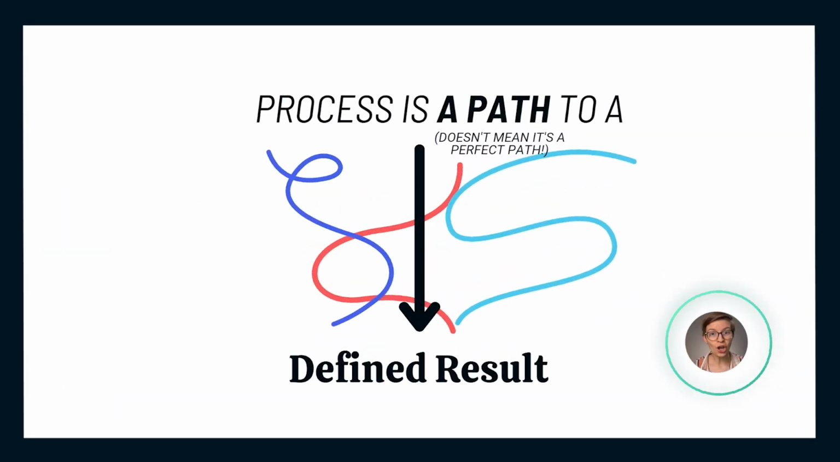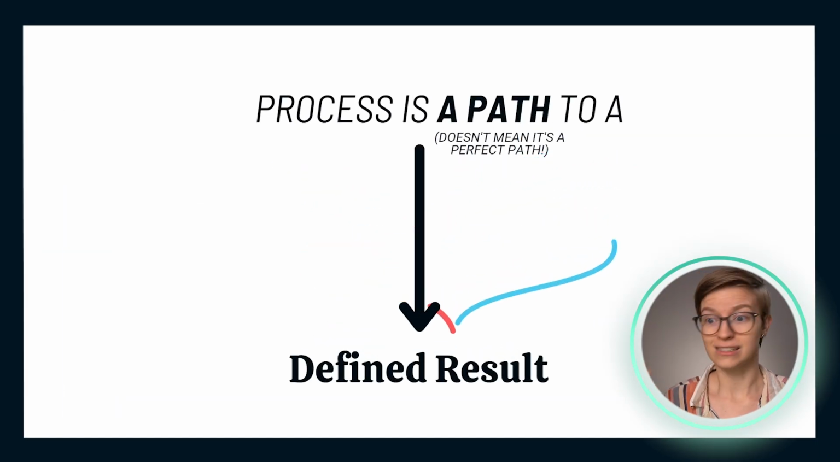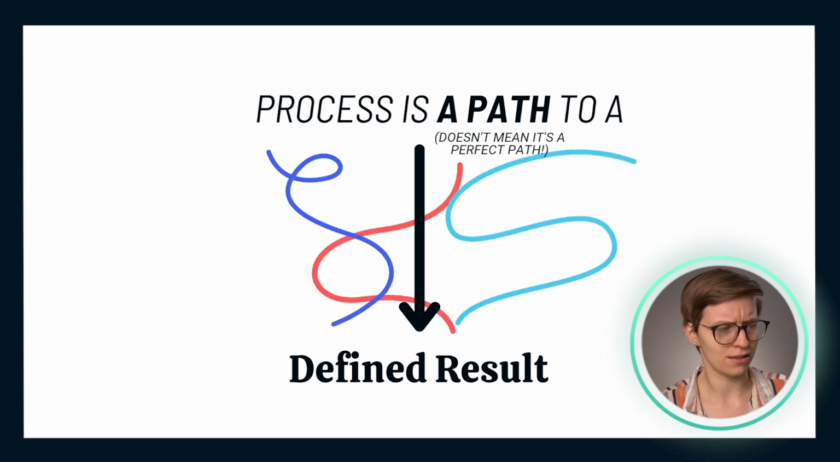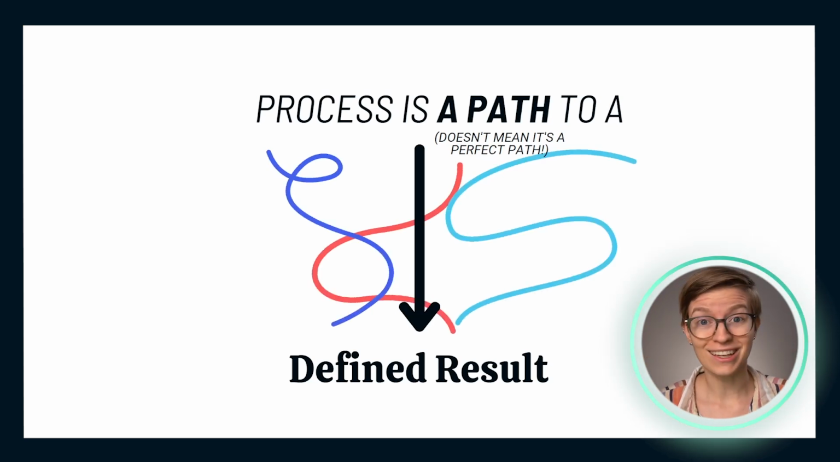One thing that I want to highlight for you about this definition of process is that the key things we need to have are a defined result. We need to know where we're trying to get, and we need to try to get there. We need to actually do things to get there. There is no requirement here that says this path needs to be perfect. It needs to be the straightest path, the most efficient path, nothing like that.